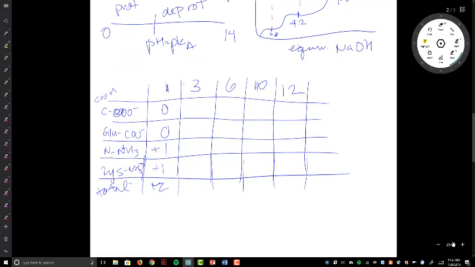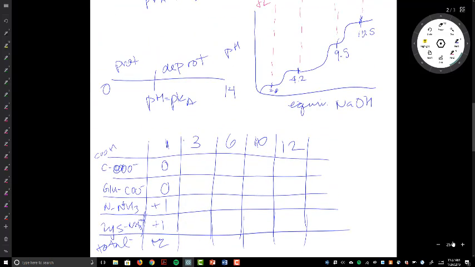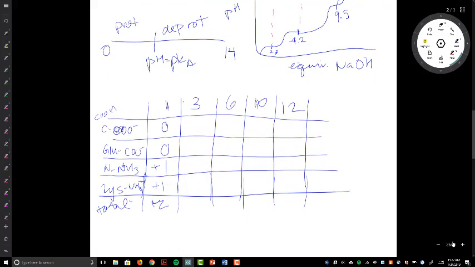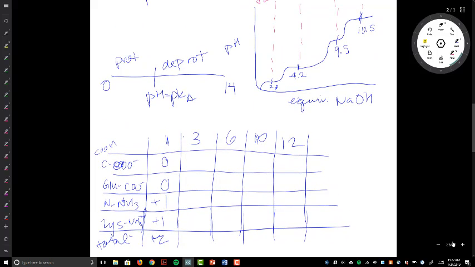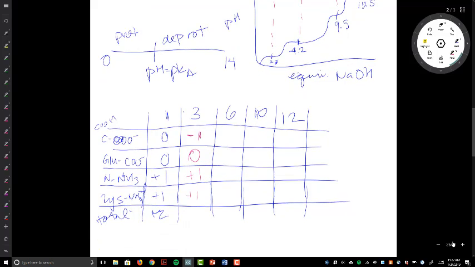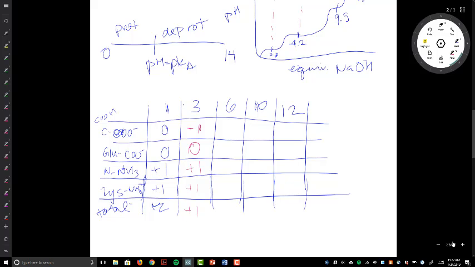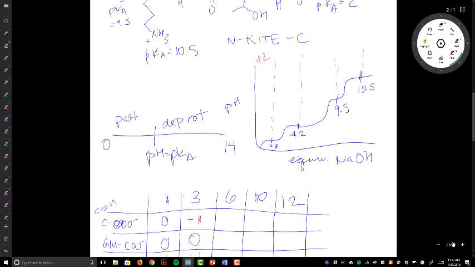So now, if we look at pH 3, where we're between the first pKa and the second pKa, our C-terminus is now going to be deprotonated, so it'll have a charge of -1. If we look at the side chain glutamic acid, we're still below the pKa of 4.2, so it'll be neutral, whereas both of our NH3s are going to be positively charged. So now we're going to have a charge of +1. So between 2 and 4.2, we have a charge of +1.